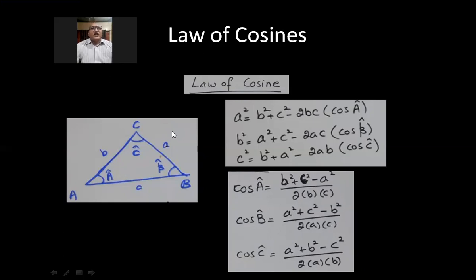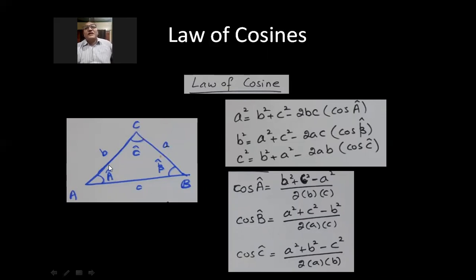So there are two shapes of the law of cosine. One is that if you know two sides and the included angle between them, then you can find the third side. For example, if you know this side, if you know this side, and you know this included angle between them, we can find this side. So the formula will be a square equals b square plus c square minus 2bc cos of A.